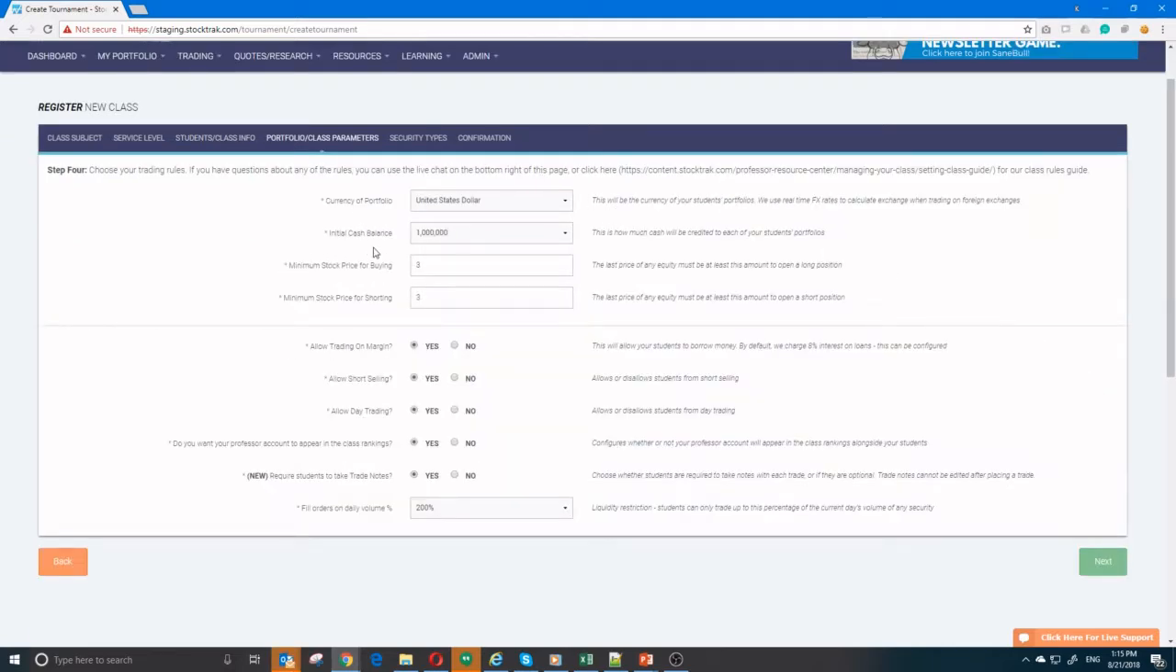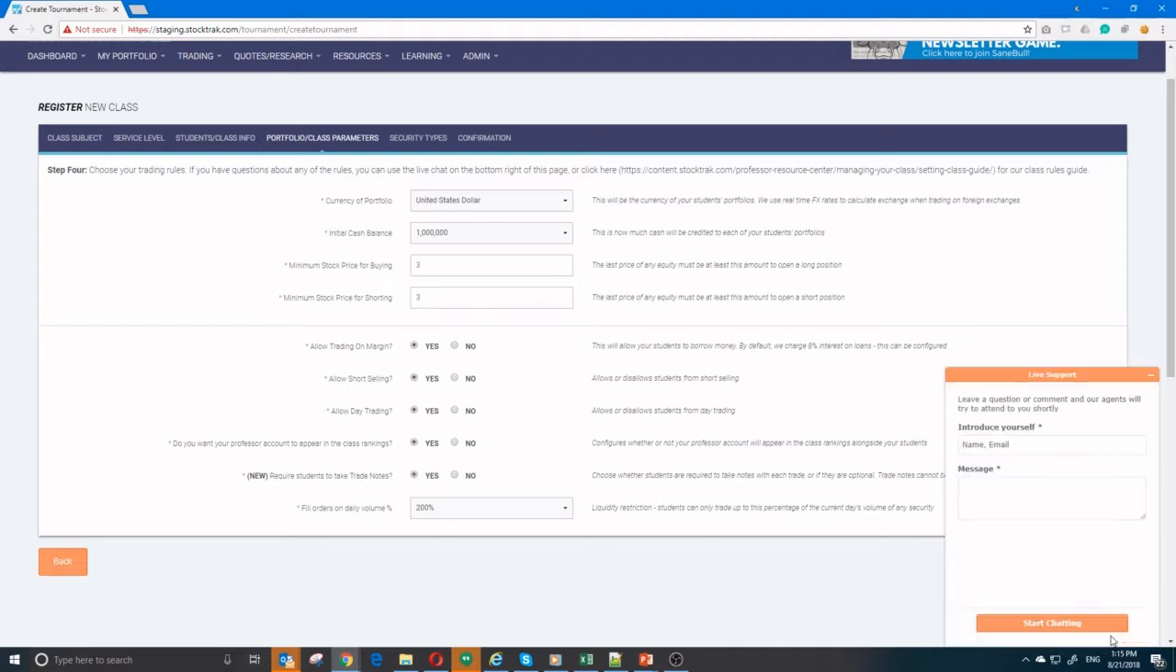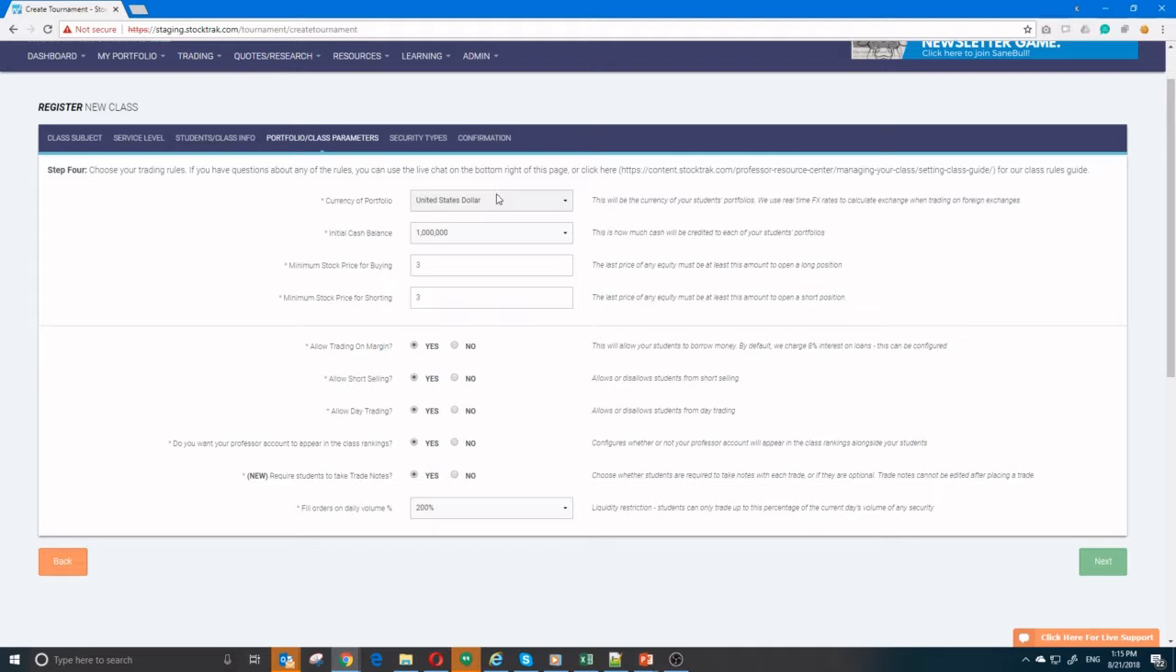Next, we're going to choose the rules that we want to give your students when they're actually building their portfolio. If you have any questions on these rules at any time, you can contact our support team by clicking "Click here for live support" at the bottom of the page. If you're in the United States, in most cases you'll be using the United States dollar, but we do have over 30 different currencies to choose from. The initial cash balance is how much cash you want to give your students to build their portfolio. Most personal finance classes hover somewhere between $25,000 and $100,000 to keep it a little bit more realistic. These larger amounts are generally used for finance classes working with derivatives.